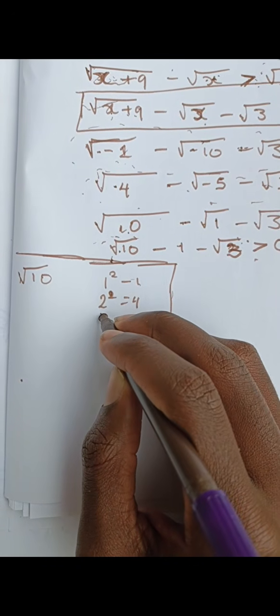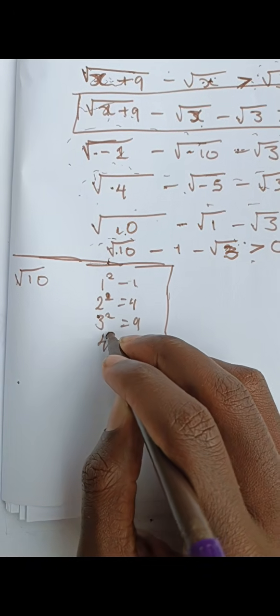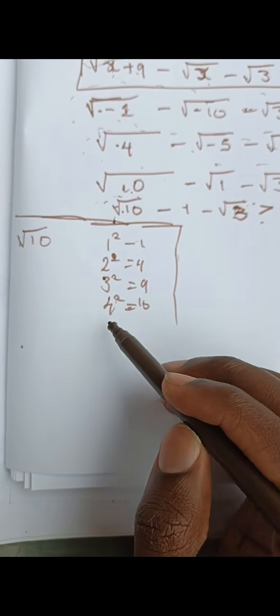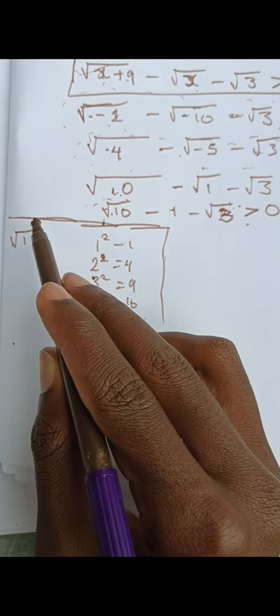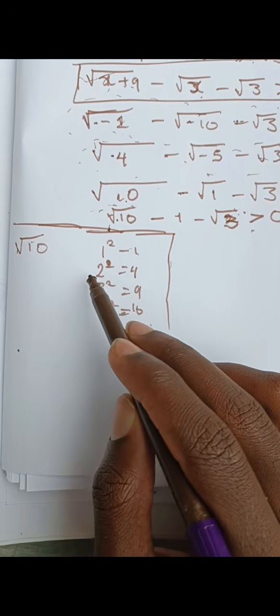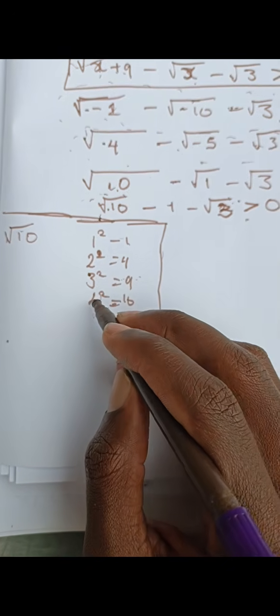When you have 3 power 2, it's 9. 4 power 2, it's 16. So based on the numbers that you are having, we are just going to end here because we are not having any number that is above 16, right? But we are having one which is above 9, so I'll just end here.